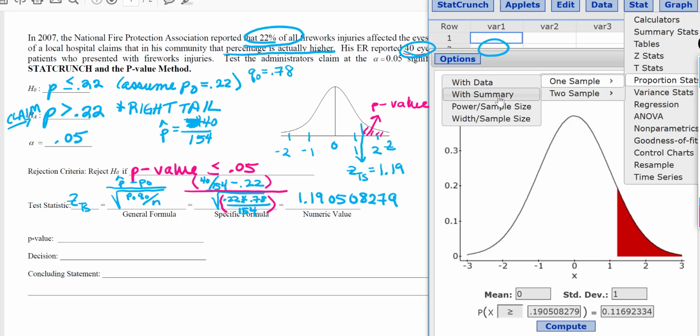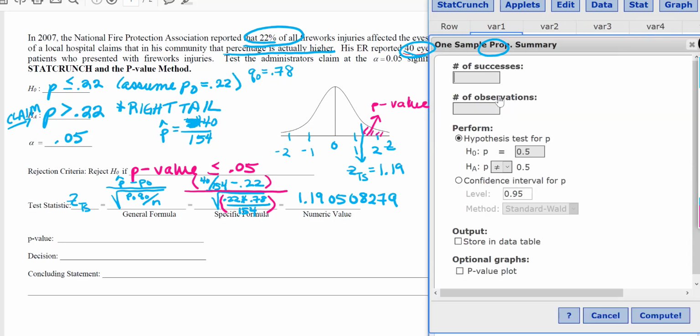So how did I know it's proportion stats? Remember, we said we're testing the claim about our proportion, so we're using p. So we're going to do with summary, and the number of successes here we said was 40 out of the observation, which was 154. And we're going to do a hypothesis test for p, and we're going to test the claim percentage. We're going to change the 0.5, the assumption of 0.5, to 0.22. And we also need to change our alternative hypothesis to a greater than. Then we go ahead and hit compute.